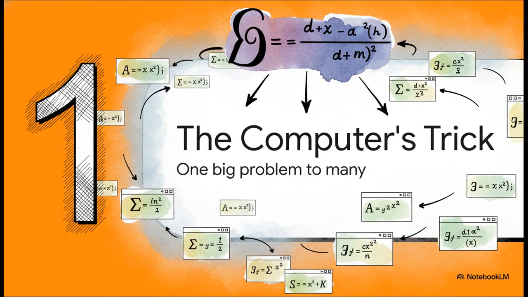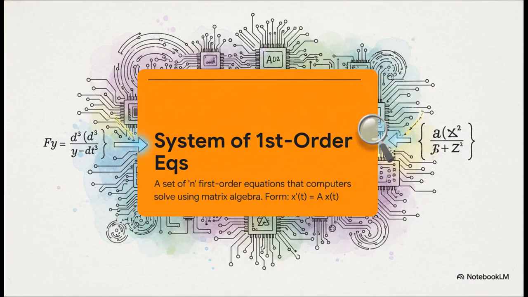So what is this big secret? Honestly, it's surprisingly simple. Instead of trying to wrestle with one giant, high-order equation, computers use a divide-and-conquer strategy. They break it down into a bunch of smaller, way more manageable first-order equations. It's brilliant, really. And this is the goal.